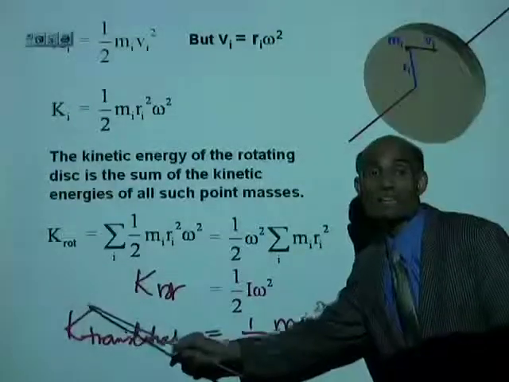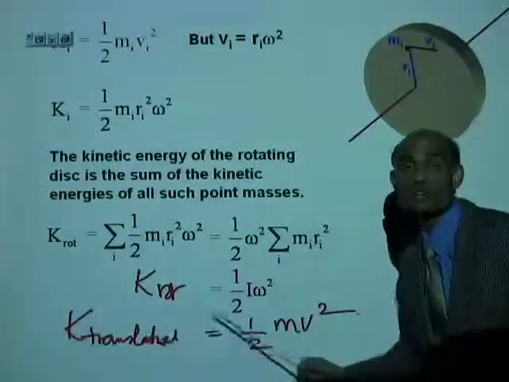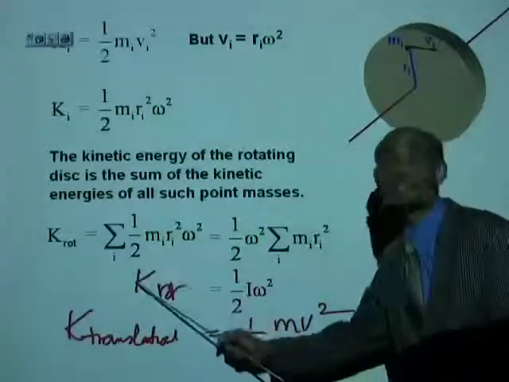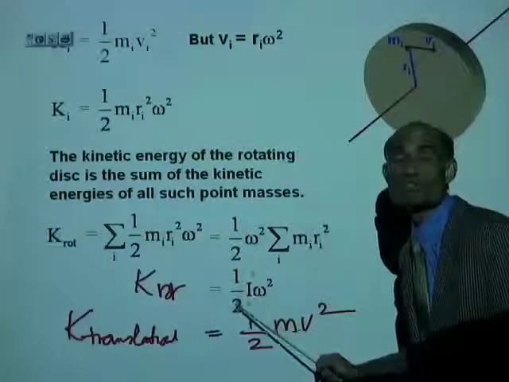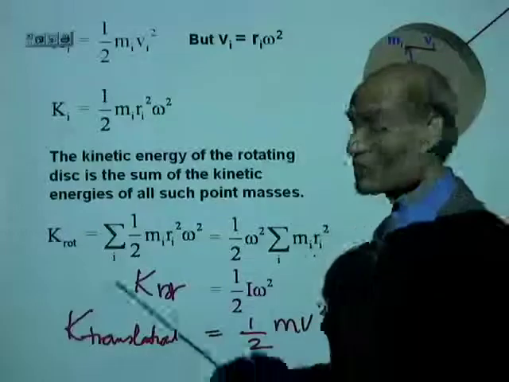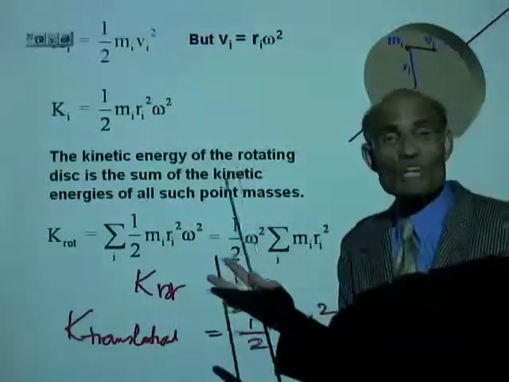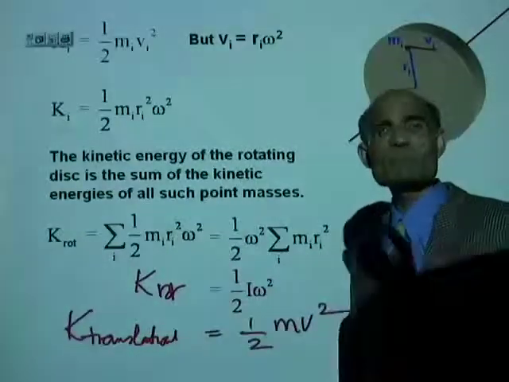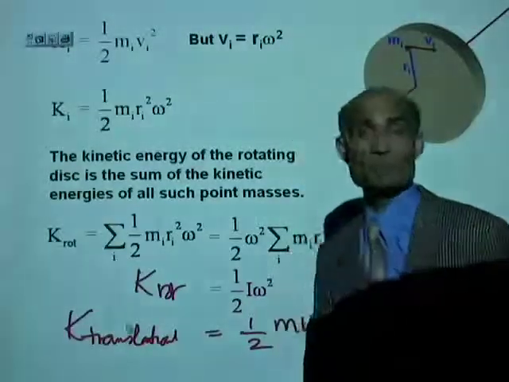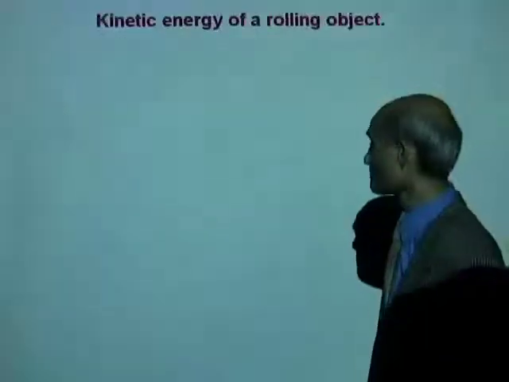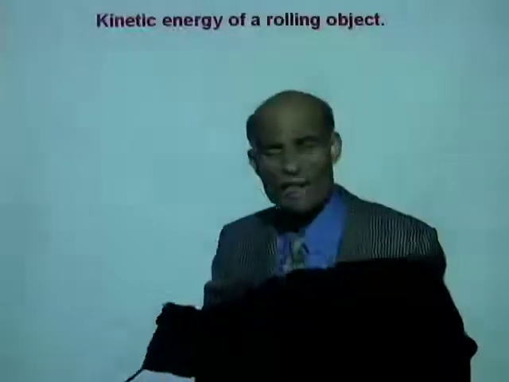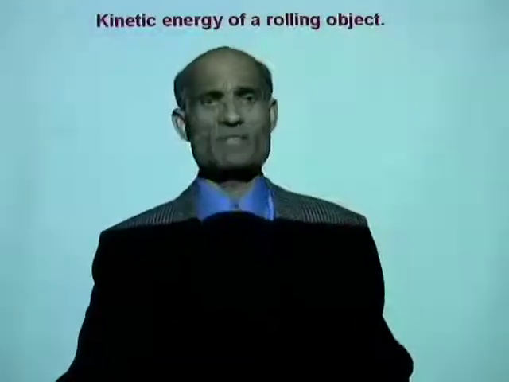So kinetic energy in translational motion is 1/2 mv squared. Kinetic energy in rotational motion is 1/2 I omega squared. You can see the parallel nature of these equations make them very easy for you to remember, and you need to remember them. Okay. Let's now talk about the kinetic energy of a rolling object.